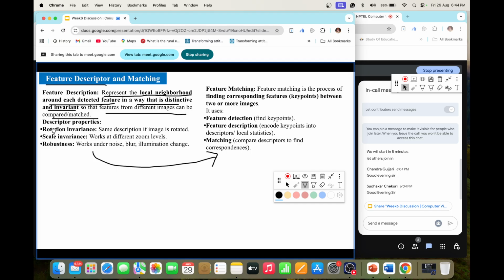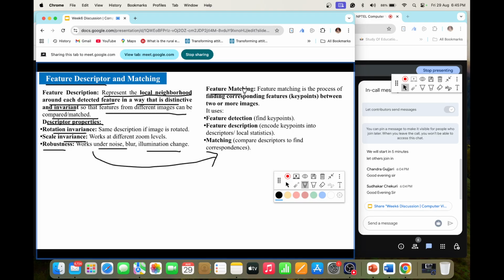Descriptor properties: rotation invariance, I have already told you, it should be rotation invariant. Scale invariance, that means whatever scaling or how much zooming in or zooming out has been done, it is still invariant in the first as well as the second image. And third is robustness: it works under noise, blur, illumination changes, etc. So these are the three properties of the feature descriptor.